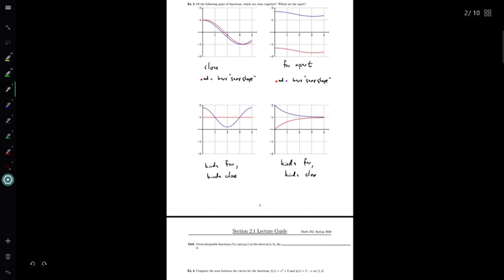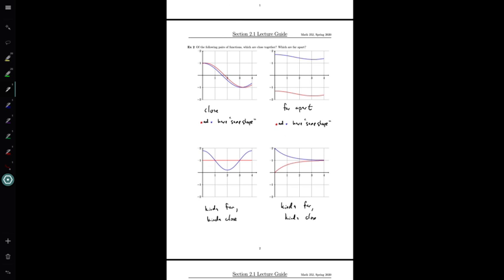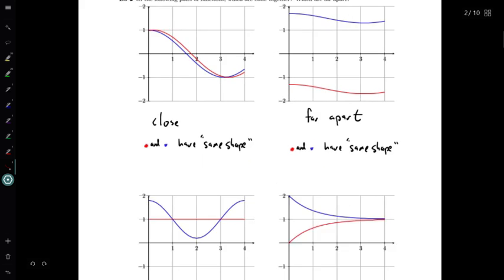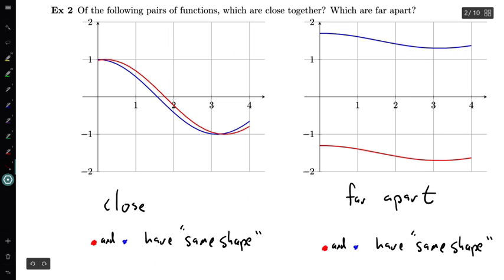So maybe we want to look at the broader picture here and decide what exactly is making us say that these functions are close, these functions are far, and these functions are somewhere in the middle. So maybe what I'll propose we look at here is the difference between these two curves. If I were to draw f of x minus g of x for each of these, I would be thinking about the difference in the y values.